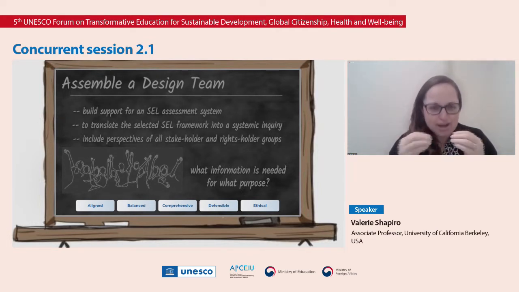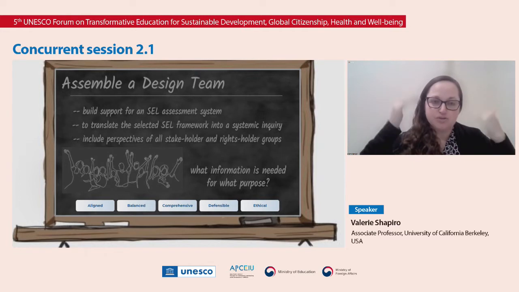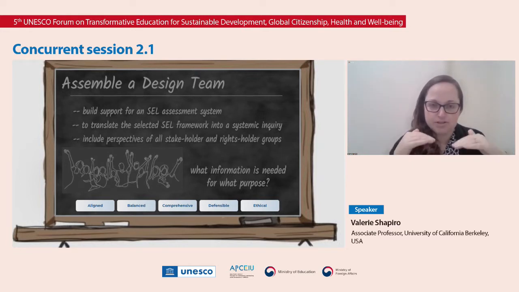It doesn't have quite the same level of support for the assessment system. And we need to make sure that people understand why we'd be collecting the data we're collecting and the value that it has, and the safety protocols in place to make sure that it's done in an ethical and defensible way. So we need to have a team that's actually focused on thinking about that. And also a team that's thinking about how to take that SEL framework that's been selected and translating it into a framework for systemic inquiry, which is your assessment system.